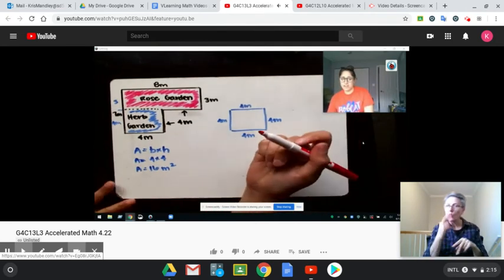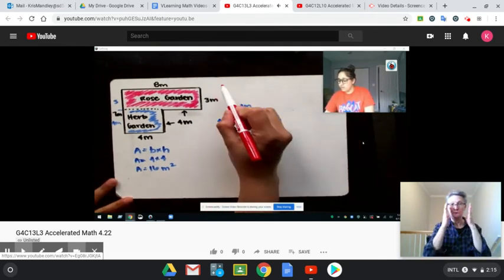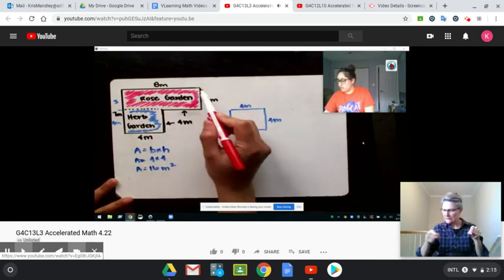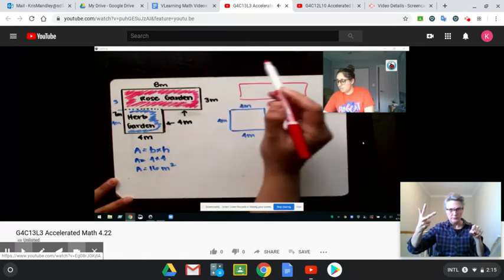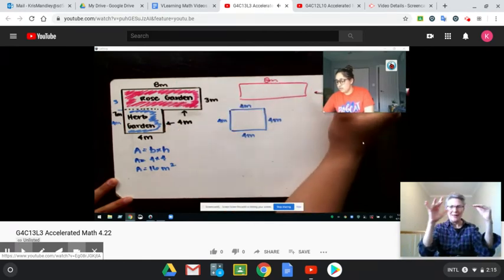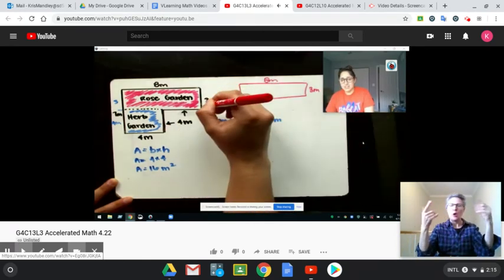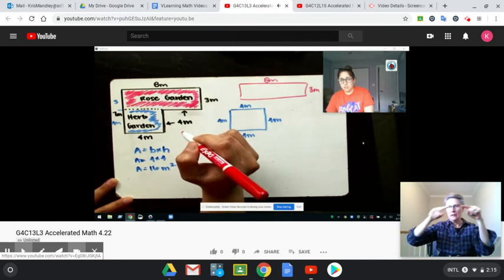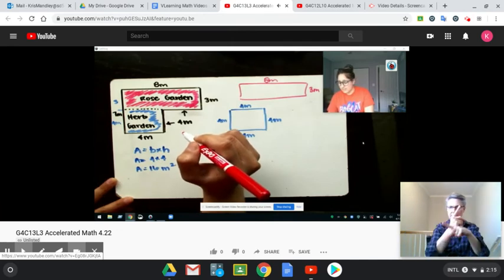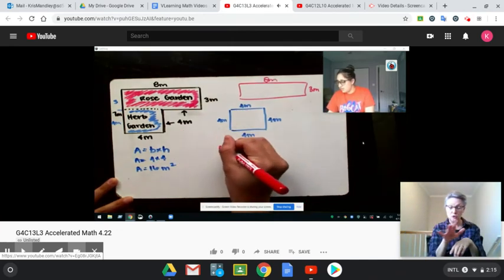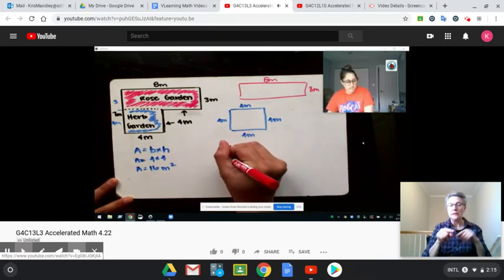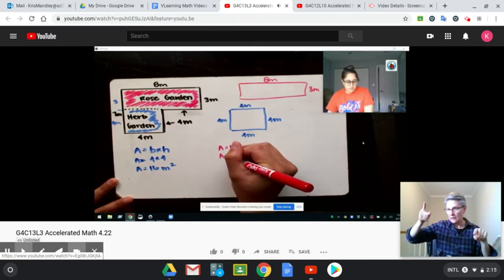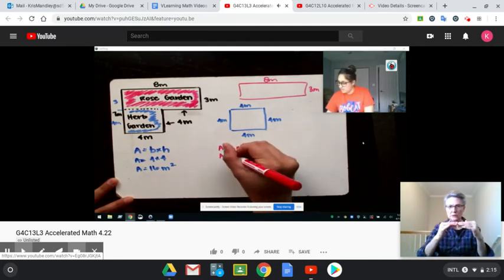So I'm going to switch over to red. And we're thinking, okay, well, what are my dimensions of this rose garden? And I can see clearly that that top dimension is 8 meters. And then we already talked about the 3 meters over here on the side. So this rose garden section is 8 meters by 3 meters, right? So if I do my area formula again, area equals base times height, I could say that area equals 8 times 3.